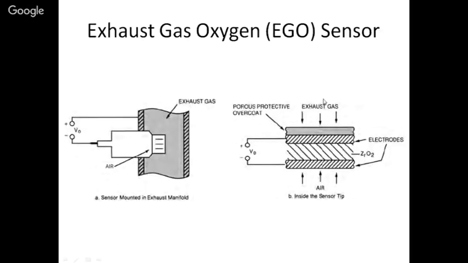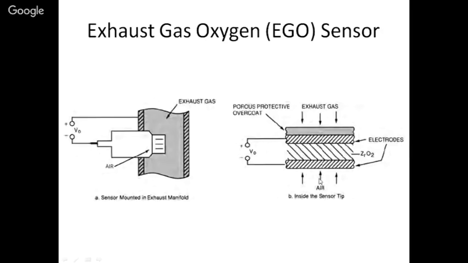Now what happens, the exhaust gases are given to this electrode through a protective coating, whereas the air is directly impinged on the other electrode. Now since air has oxygen, and oxygen is in the form of ions also, similarly exhaust gas also has oxygen ions. So zirconium dioxide has a tendency to attract the oxygen ions. Now there will be more oxygen ions in the ambient air than in the exhaust gases.